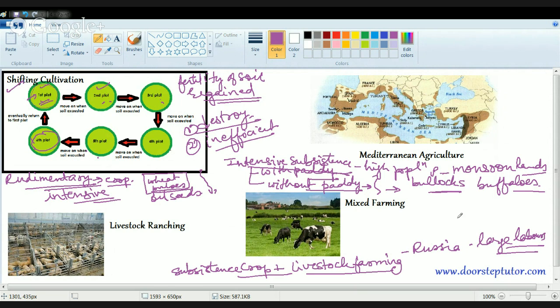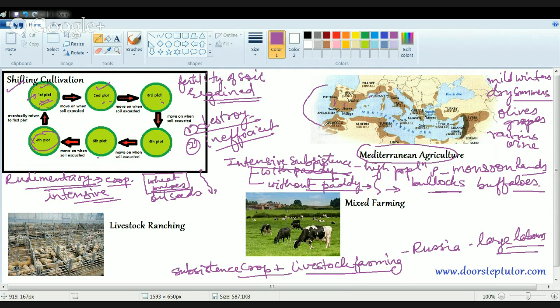Now we'll move on to another kind of system, that is the Mediterranean system found around the Mediterranean Sea. So all the region that is shaded is the region that shows Mediterranean agriculture. Here winters are mild, so you have mild winters and dry summers. So in summer there is no rainfall. Common in South Europe, as you can see, and North Africa. The major crops are olives, grapes, citrus fruits, then you have raisins, wine, and another common characteristic of this region is winter rainfall. So you don't have rainfall in summer.